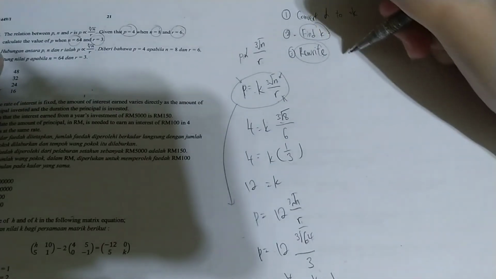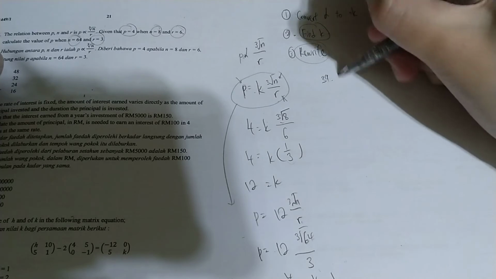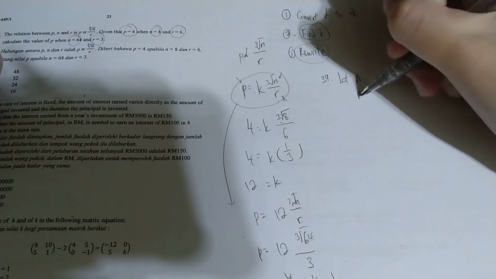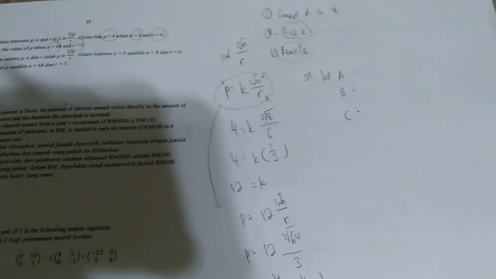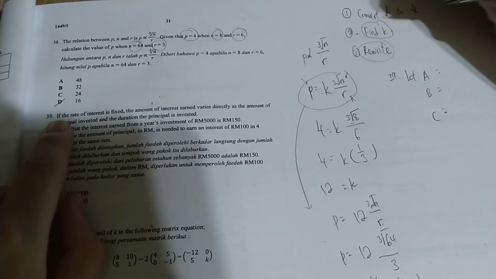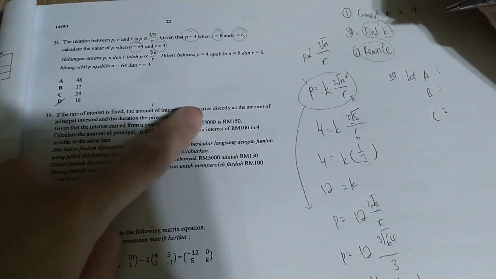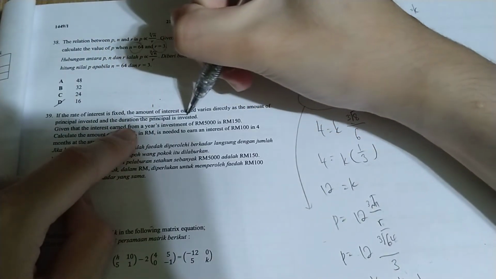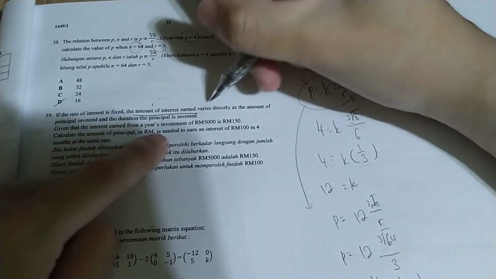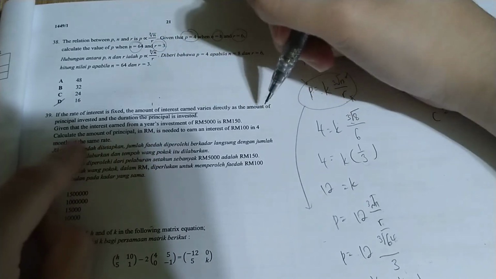So what we can do, we can use our own unknown. It means that we can let A, B, C. Because I see 3 different subject here. So I will put A, B, C like this. So let's read again. If the rate of interest is fixed, the amount of interest earned varies directly. It means this is the first thing here. This should be the one that I should underline. And then varies directly as amount of principal invested.